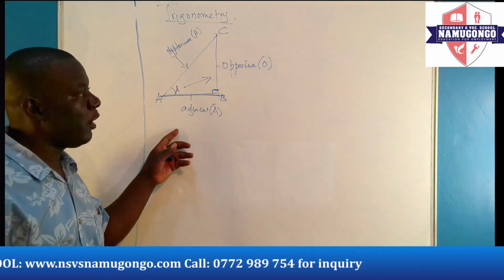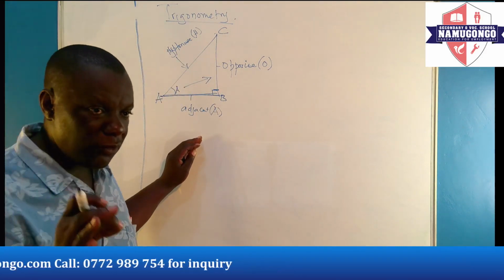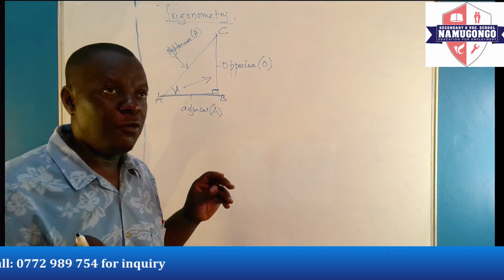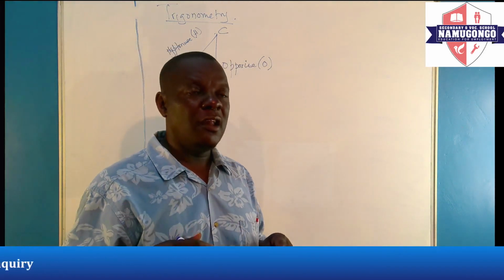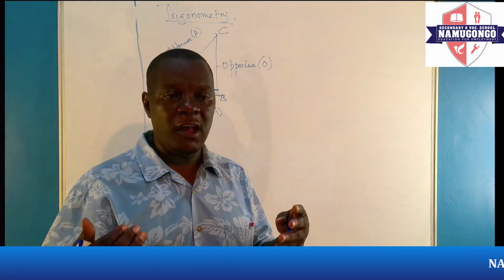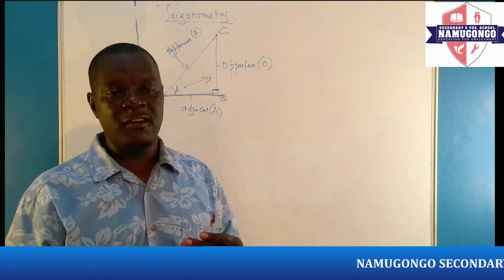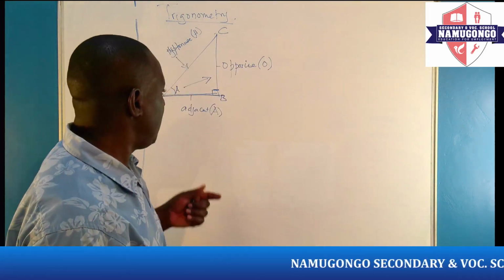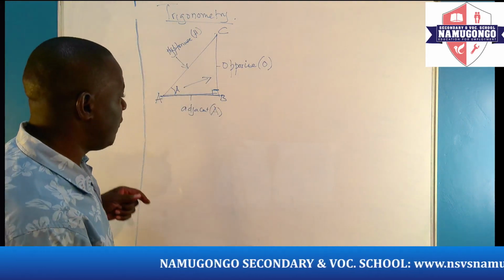Now, we are going to look at important ratios. Because in my introduction, I told you that trigonometry deals with the relationships of angles and triangles. And then I introduced to you the ratios of sine, cosine, and tangent. But I didn't tell you what each stands for. Now, time has come for me to explain those three terms.